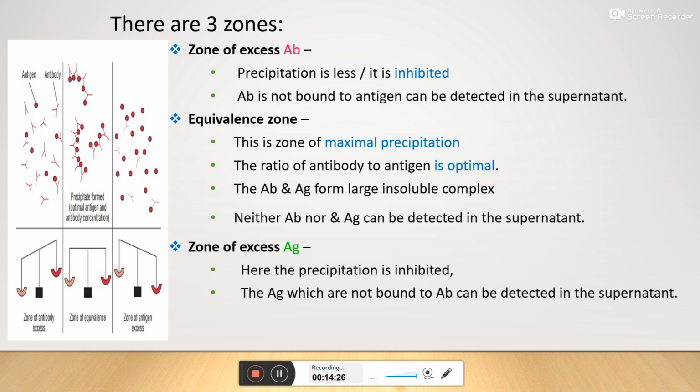The next zone is the zone of antigen excess. In this zone the antigen is in excess. Here also the precipitation is inhibited, and we can't see antibody because antigen is in excess, and antigen which is not bound to antibody can be detected. That means free antigens can be detected in the supernatant.